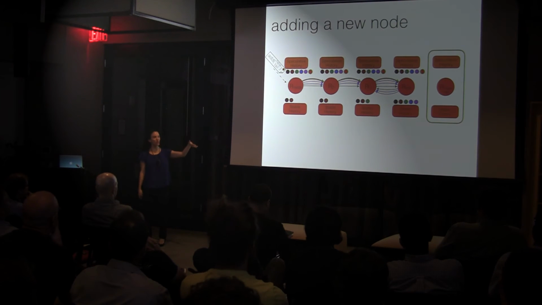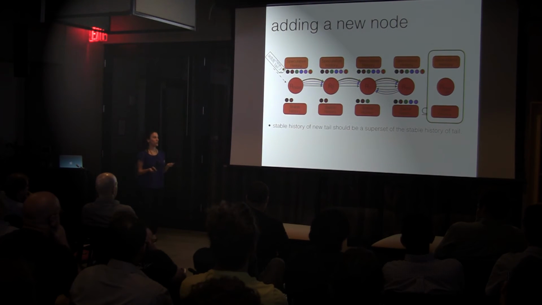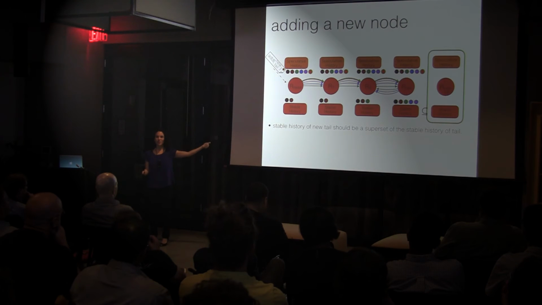It has to make sure that this is the point that it acknowledges there is going to be a new tail. So there are some things that we have to make sure. First, we have to make sure that when the new tail comes up, the stable history of this new tail is a superset of the old tail. Right now it's empty, so this doesn't really hold.